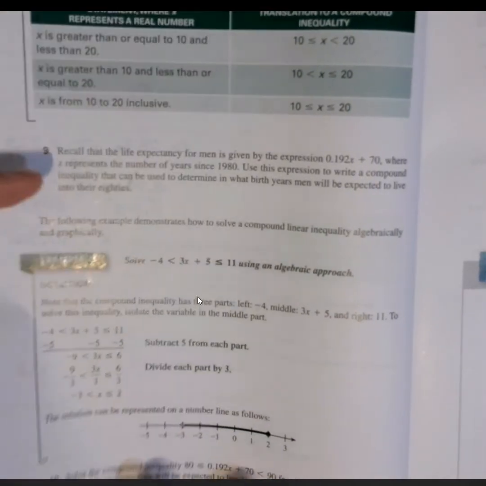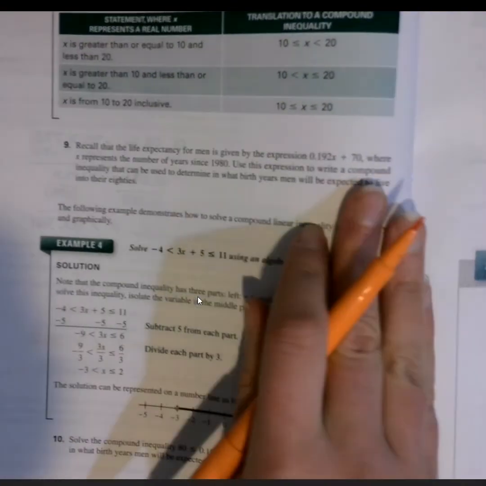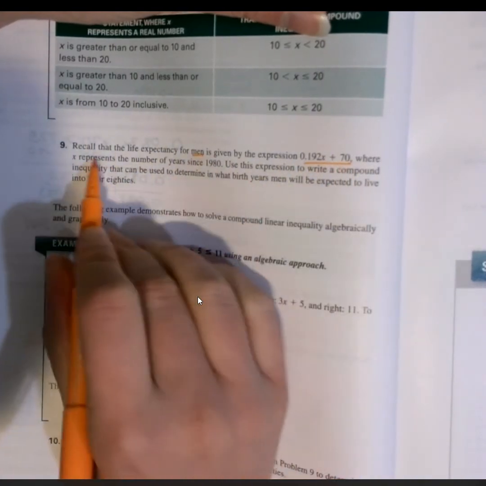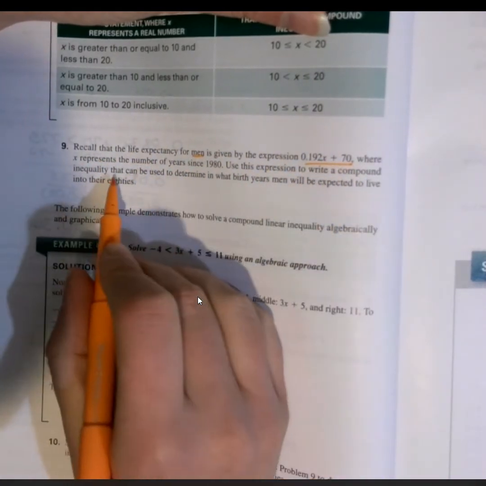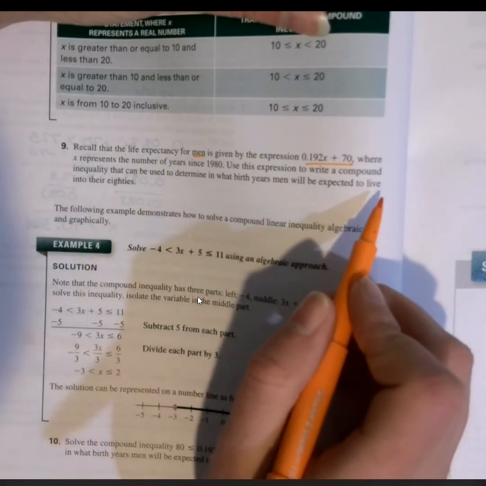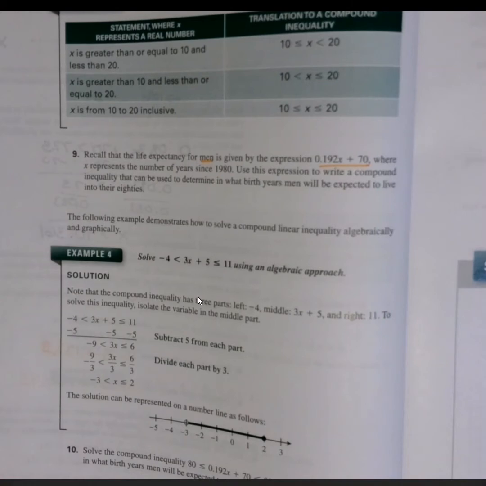So first, we're looking at life expectancies again. So it says this one is the life expectancy formula for men. I want to write a compound inequality that can be used to determine in what years the men's life expectancy will be into their 80s. Okay.